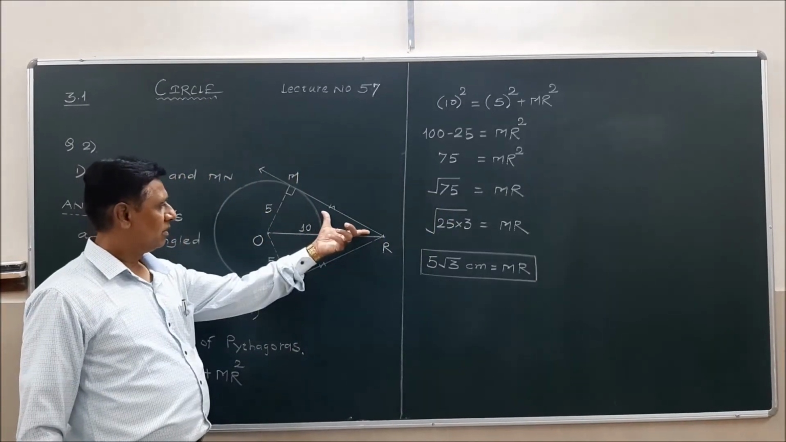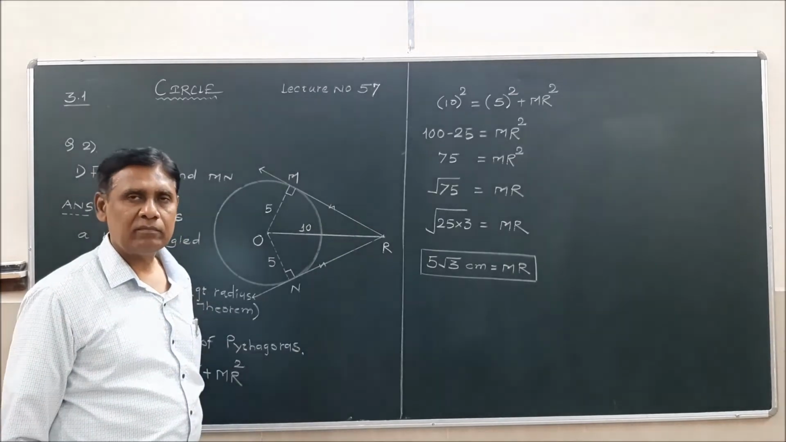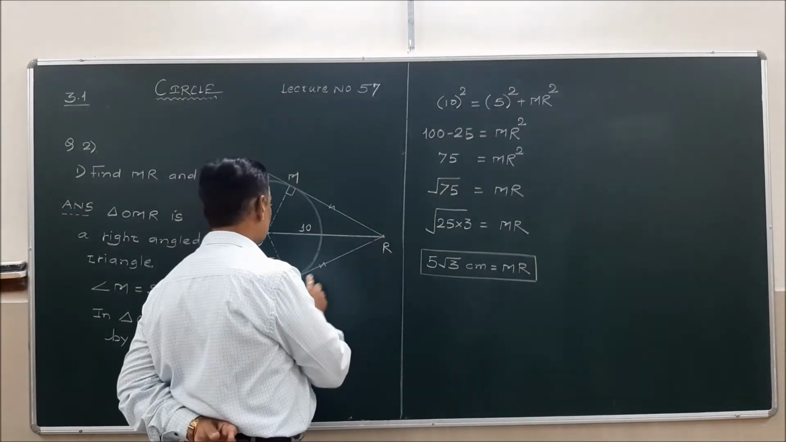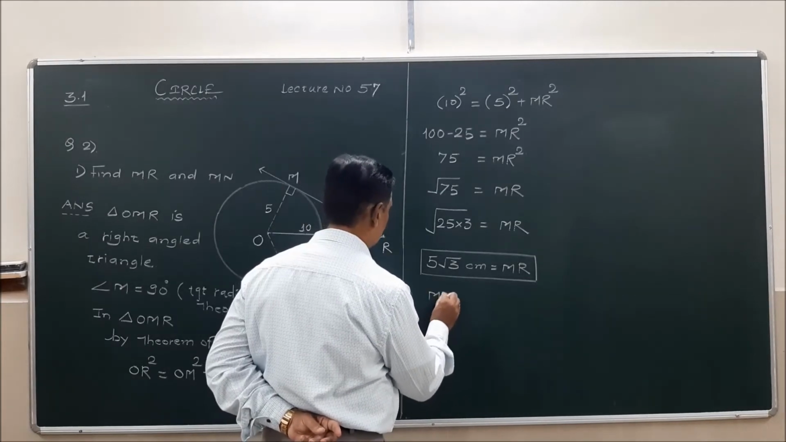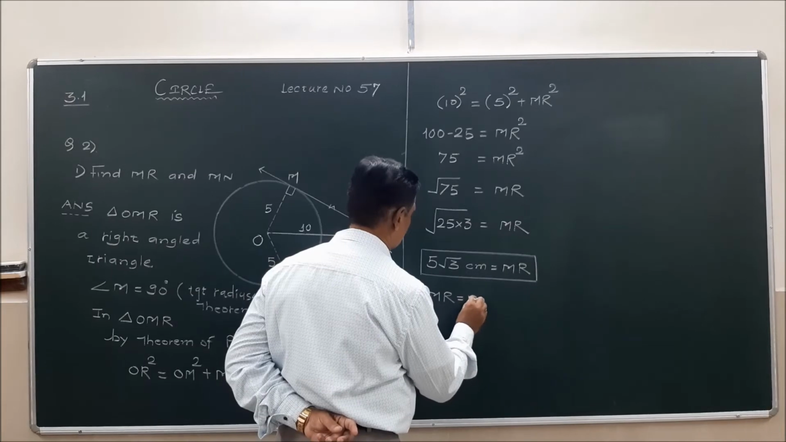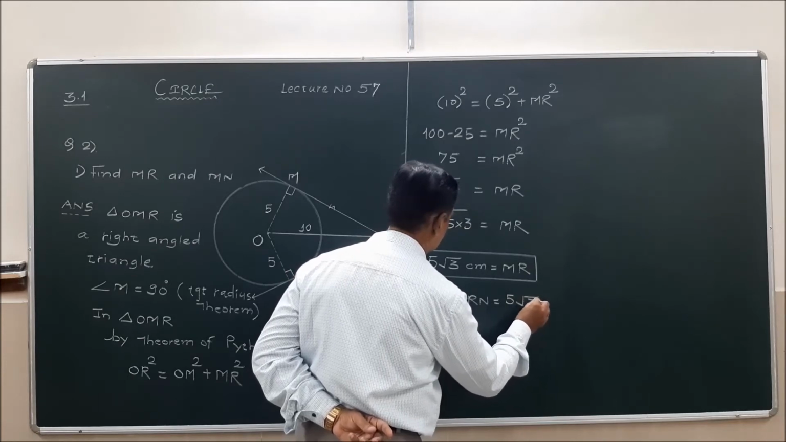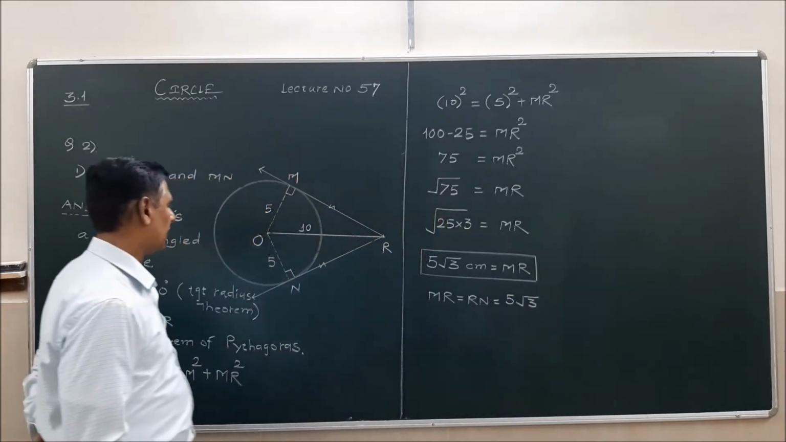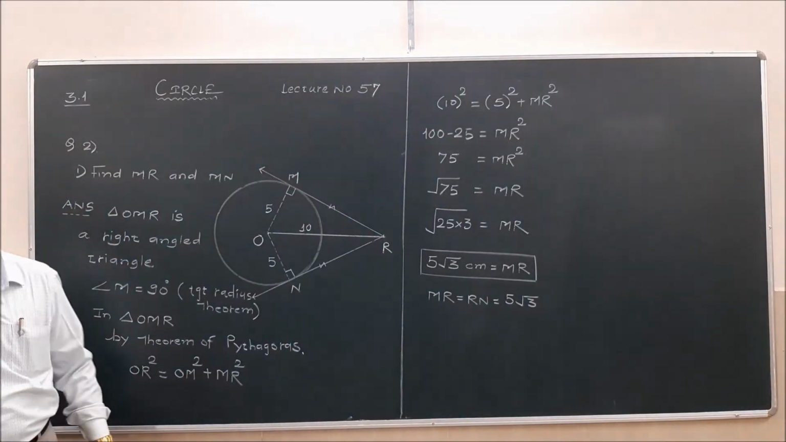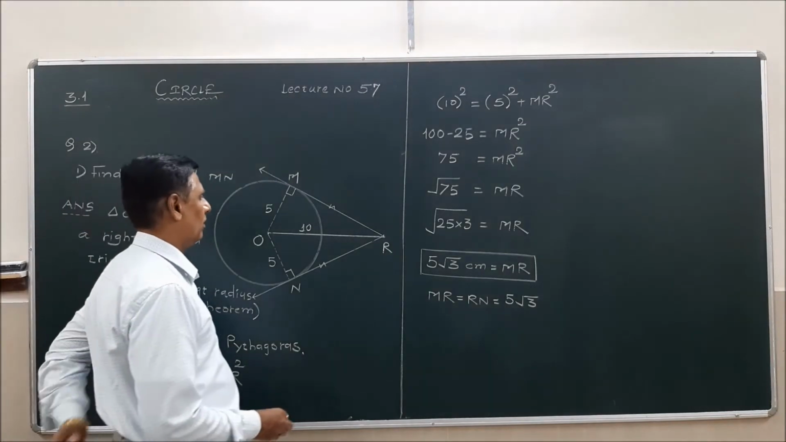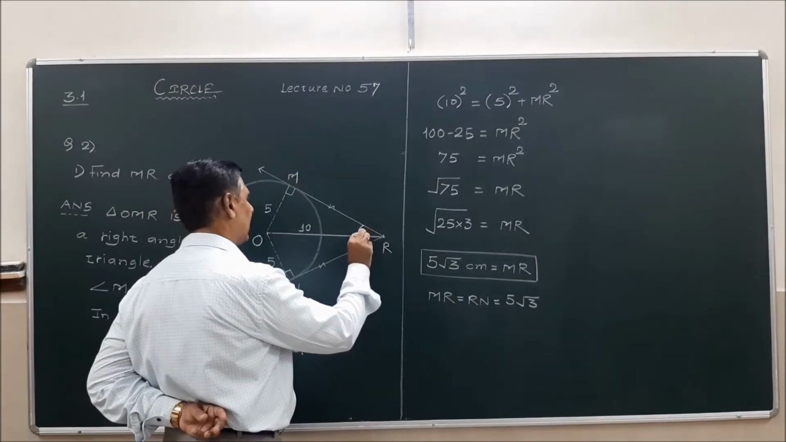But you also know tangents drawn from the same external point are always congruent. Therefore, MR is equal to RN, and that is equal to 5 root 3. So question asked is the same, what is the length of tangent segment? Next to that, what is measure of angle MRO? Please try to understand. We have to find out this angle.